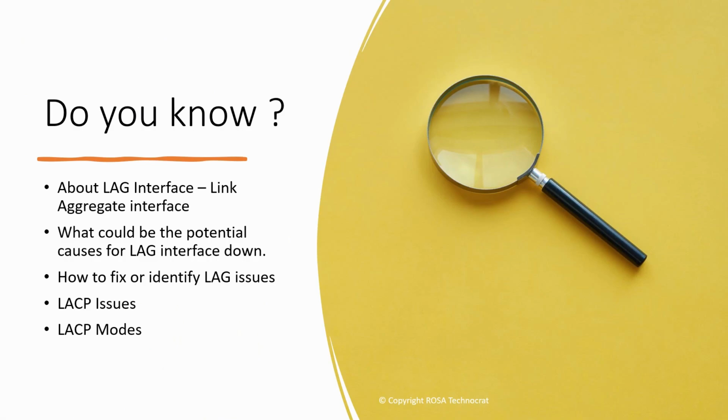Okay, so this is all what we are going to learn about the LAG interface, which is also called a link aggregate interface in Fortinet. What could be the potential causes for the LAG interface going down? How to fix or identify any LAG issues, different LACP issues or LAG issues that can potentially occur, and different LACP modes, because the link aggregate interface uses the LACP protocol for setting up the bundle.